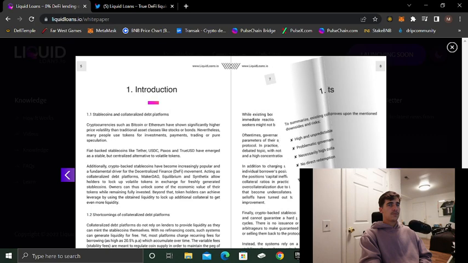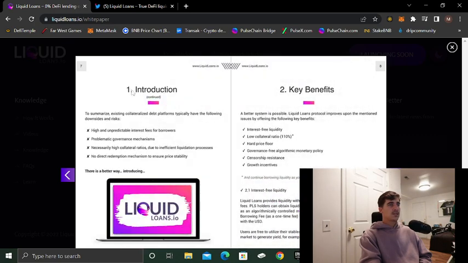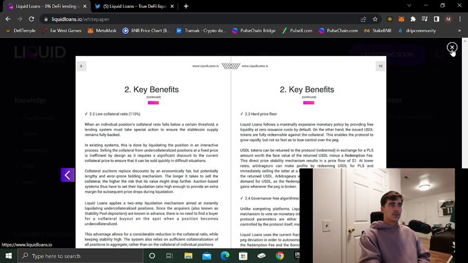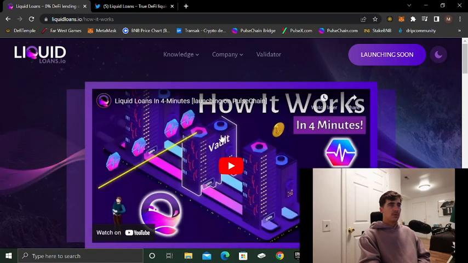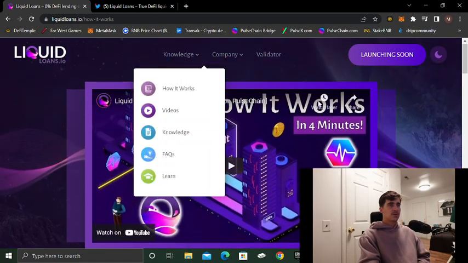Pretty awesome stuff. This is a lot of stuff that you guys need to read. Let's just look at the key benefits: interest-free liquidity, obviously, low collateralized ratio, 110%, hard price floor, governance-free algorithmic monetary policy, censorship resistance, growth incentives. So I'm staked for liquid loans. It is an amazing product. I would look through all these videos. This video really sums up a lot of stuff.